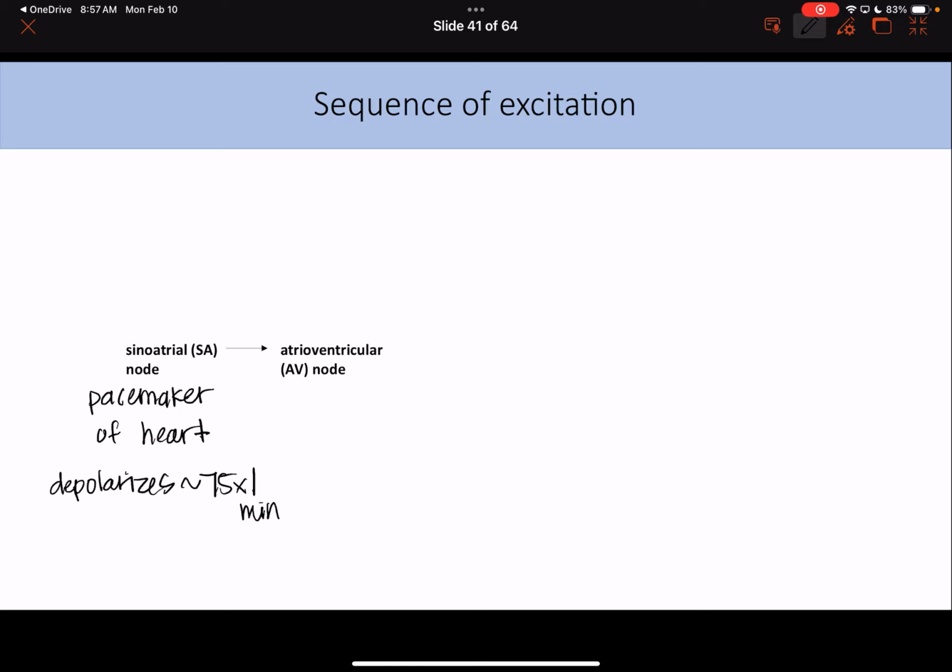Now, from the SA node to the AV node, there is an impulse delay of about 0.1 seconds. Why that's important is because we said the atria have to contract first and then the ventricles contract after that. So we need that impulse delay so that the timing is right. The atria can contract and fill up the ventricles, and then after that, the ventricles can contract and eject that blood. So there needs to be a delay so that you have separate contractions happening at different times. Does that make sense?